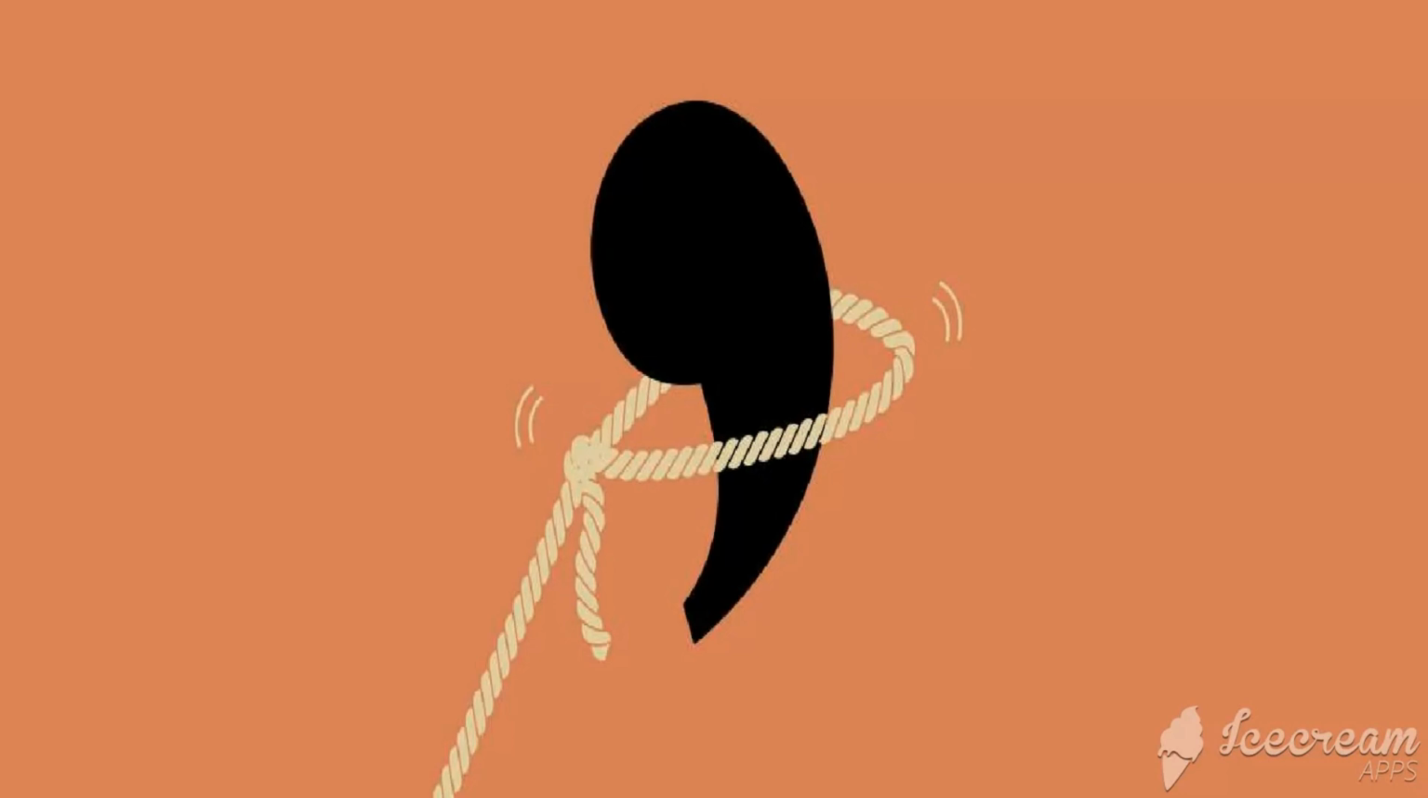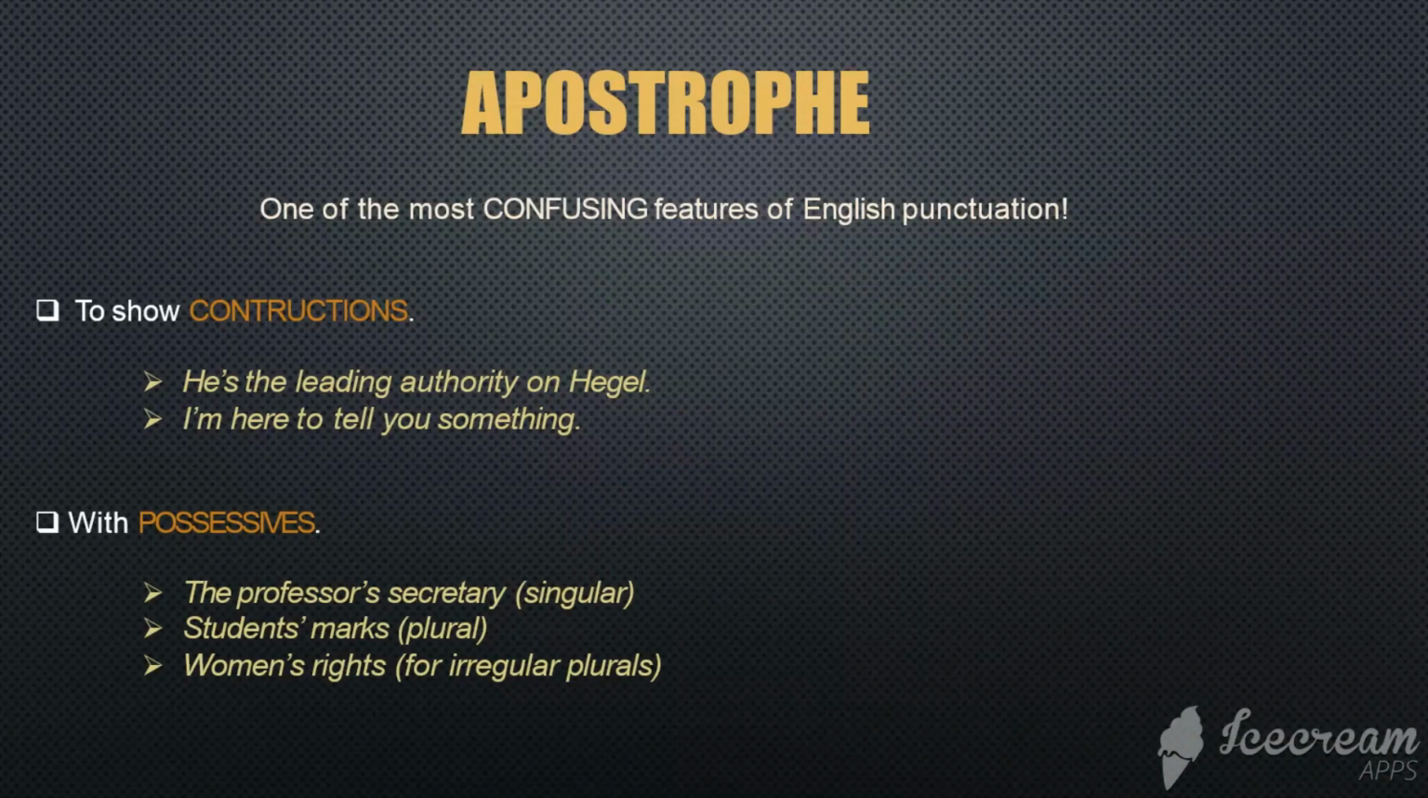Now, the apostrophe. An apostrophe looks like a comma, but it differs from a comma in use. Usually the comma comes at the bottom, while the apostrophe is used above a word or letter. One of the most confusing features of English punctuation is the apostrophe. It is also used to show contractions.